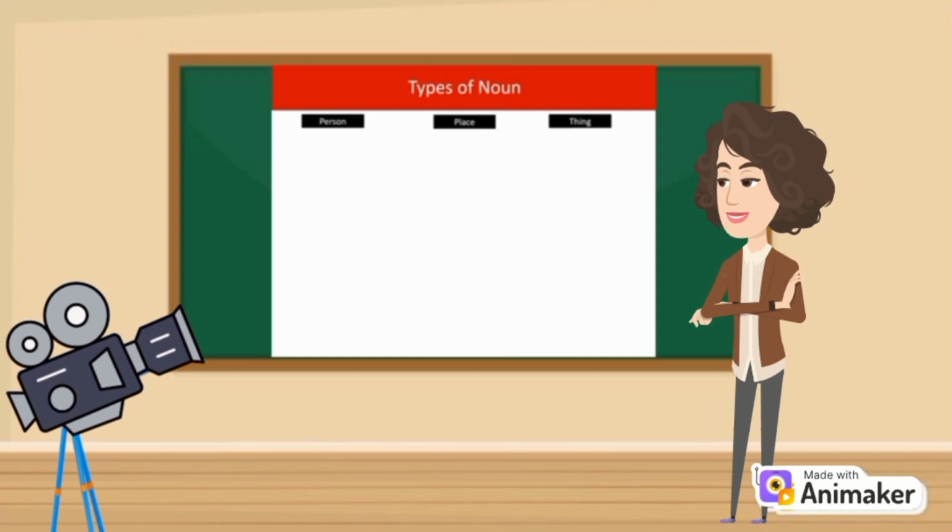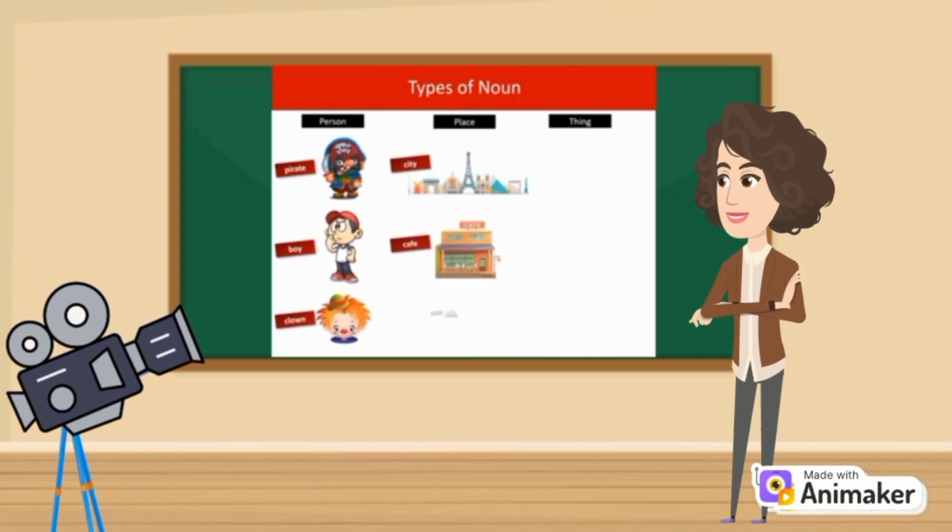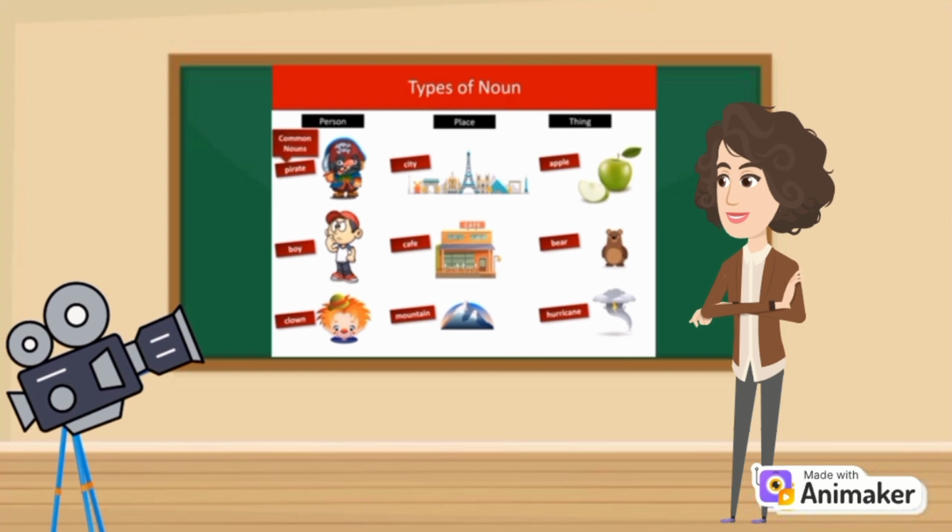Now, a noun is the word for a person, place, or thing. So a person might be a pirate, a boy, a clown, a city, a cafe, a mountain, an apple, a bear, or a hurricane. Now the words in red here are common nouns. These are the words that you might find in a dictionary. But there's another category of noun.